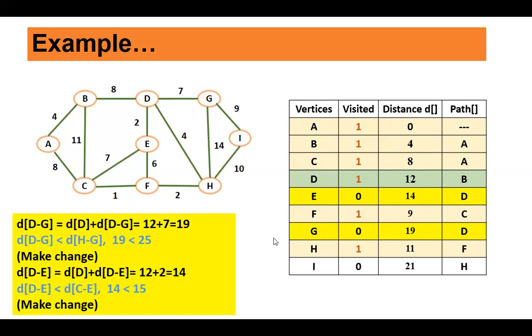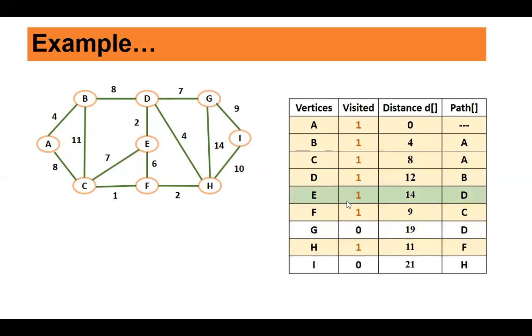Okay, now the next minimum you need to consider among the non-visited vertices are I, G and E. Among these three, the next minimum is E with the distance 14. This is 19 and this is 21. So next we'll select E to be considered in our shortest path.